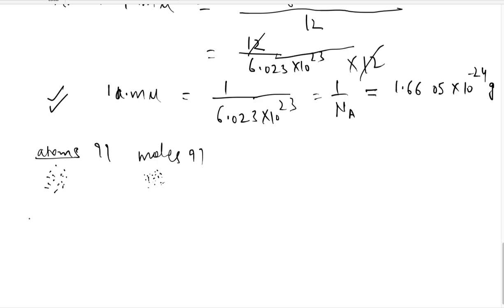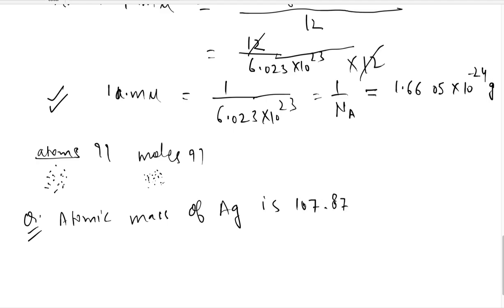So it's very easy. So I'll start with one of the numericals. Okay, so the question is: the atomic mass of silver is 107.87 gram per mole.